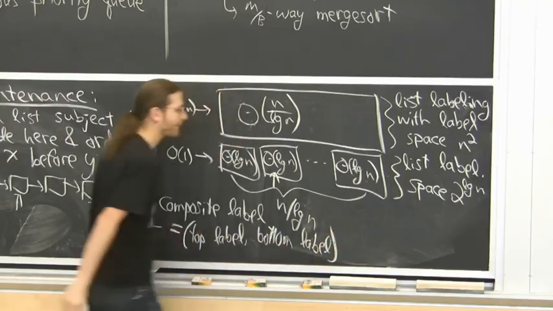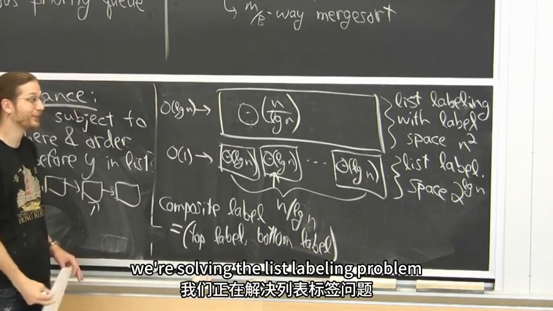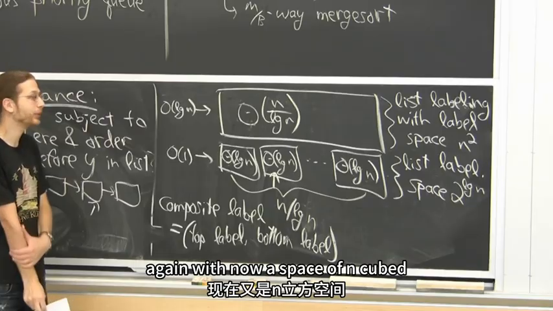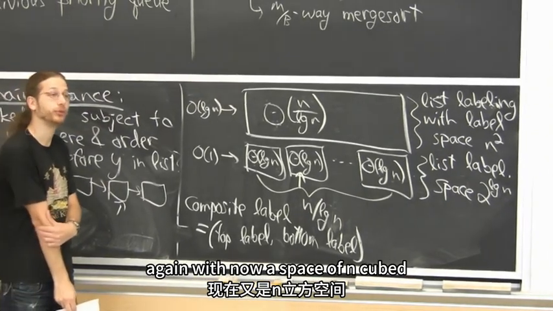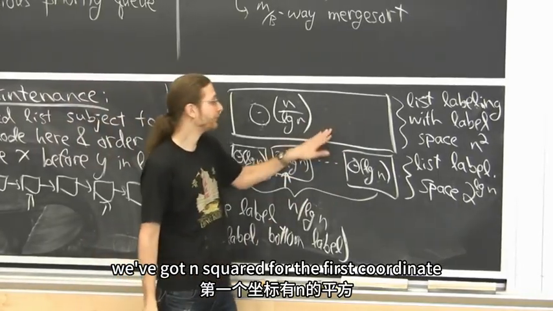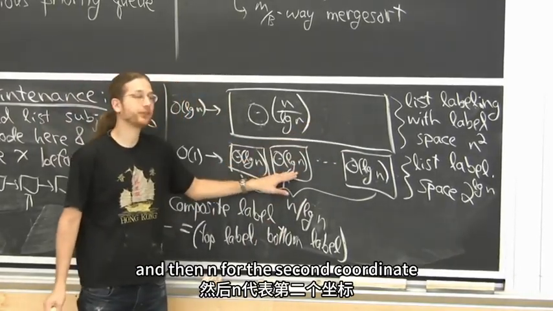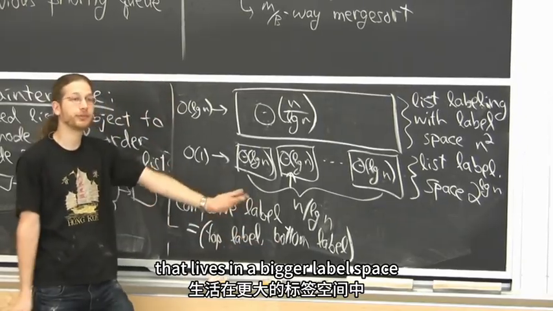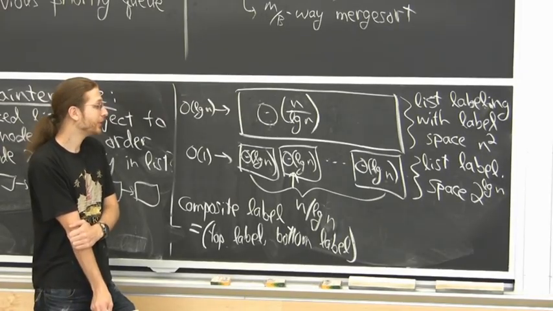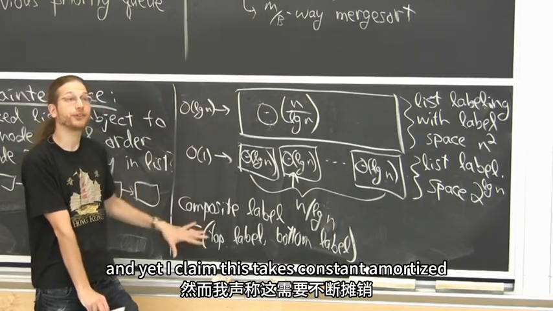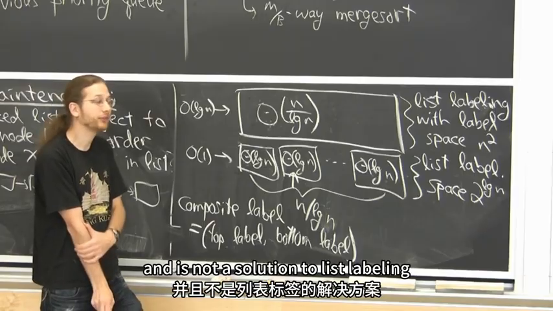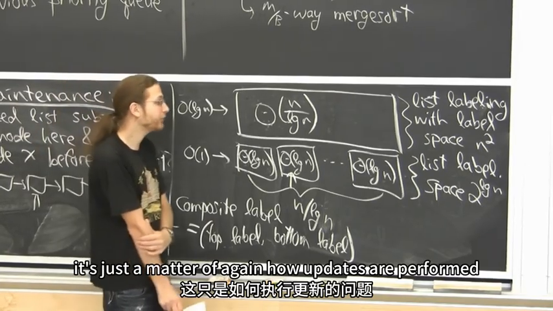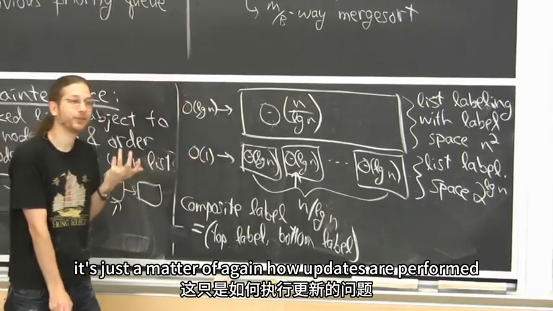Okay, this is kind of funny because it looks like we're solving the list labeling problem again, now with a space of n cubed. Right? We've got n squared for the first coordinate, and then n for the second coordinate. So if you just concatenate those two labels, that lives in a bigger label space of size n cubed. And yet I claim this takes constant amortized and is not a solution to list labeling. It's just a matter again of how updates are performed.